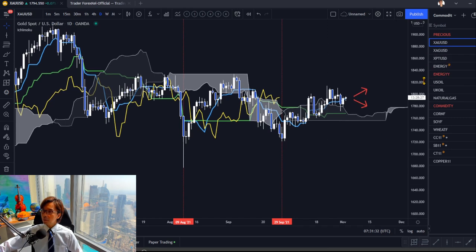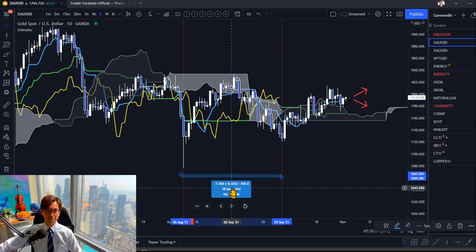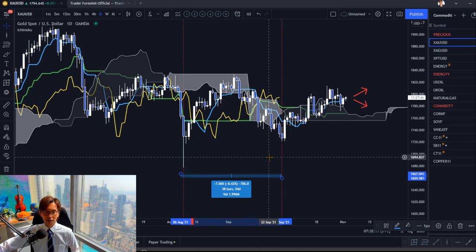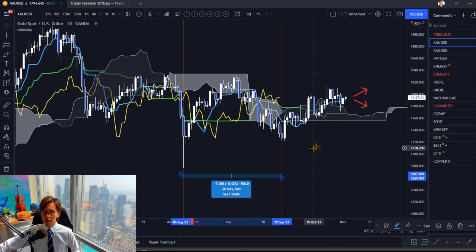When you capture this time cycle on the lows, I simply count the number of candlesticks. I use the data and price range tool in TradingView, and drag from the 9th of August low to the next one, the 29th of September. I found the number of candles to be 38 bars. So for the last 38 bars, 38 trading days, the market marked the swing low. And this is one of the time cycles in Ichimoku, in Kihon Suchi.